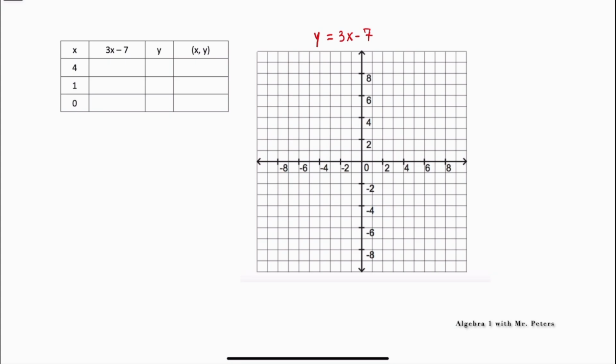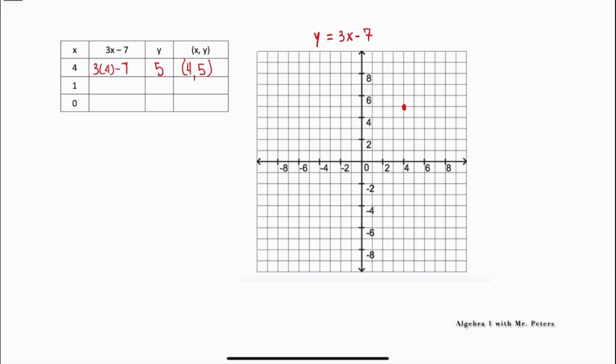In the first example, they give us the equation where y is already isolated. And they also give us the x values to plug in. So with this type of problem, we just come in and substitute. So for our first one, we have 3 times 4 minus 7. So 12 minus 7 gives us 5 for y. The ordered pair that we would plot is 4, 5. So my first point is going to be right here.